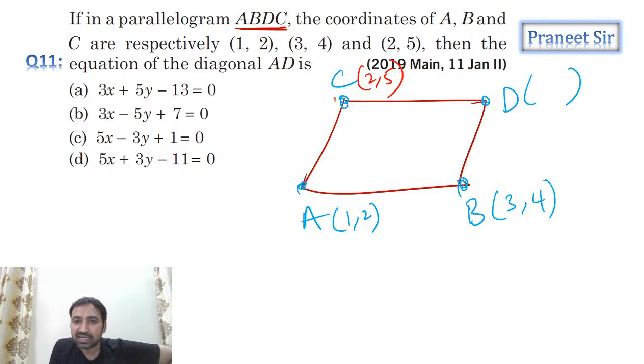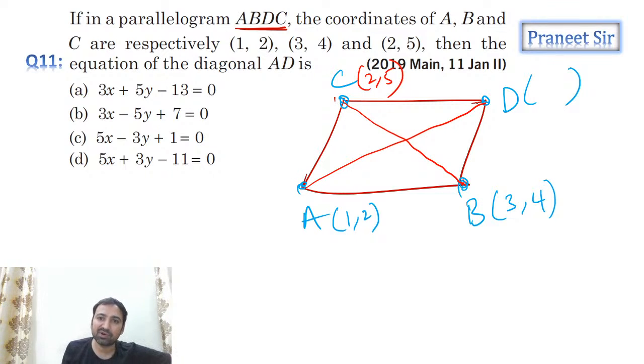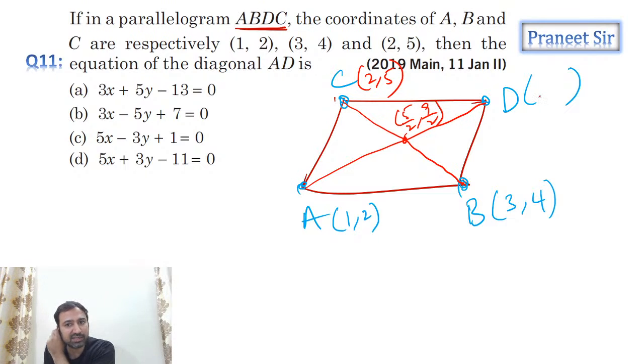In a parallelogram, diagonals bisect each other, guys. That means midpoint of BC and midpoint of AD is same. So midpoint of BC, if I calculate, how much we get? 5 by 2 and then 9 by 2. And midpoint of AD should also be the same. Once we get the point of intersection of diagonals, you can calculate equation of AD by joining these 2 points. Already we got these 2 points. Point A we know, point of intersection of the diagonals we know. With these 2 points we can calculate the diagonal AD.